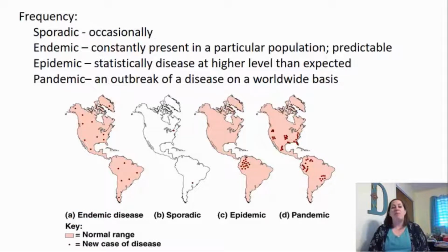We then have epidemic. Epidemic is statistically the disease is at higher levels than expected. So we knew that it was probably an issue in some areas. However, we see that it's even higher than it should be, than what we expected it to be.